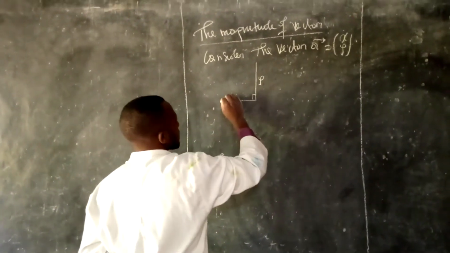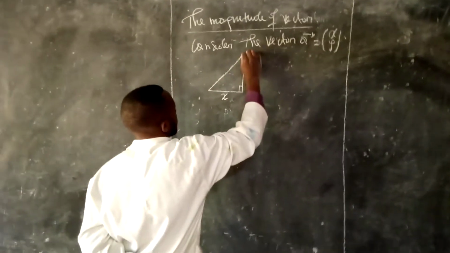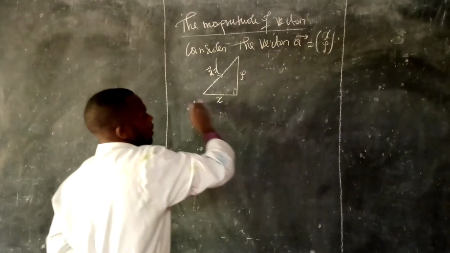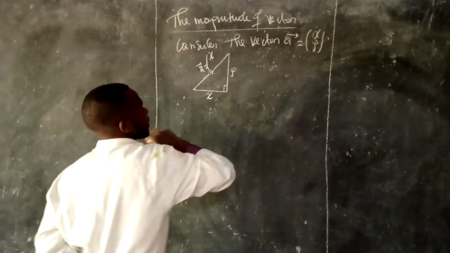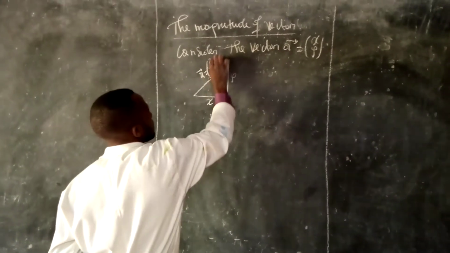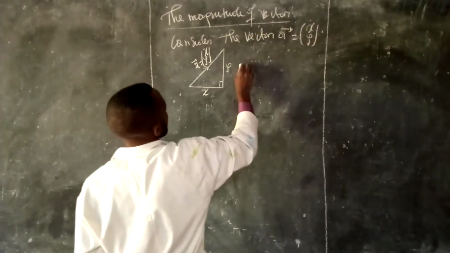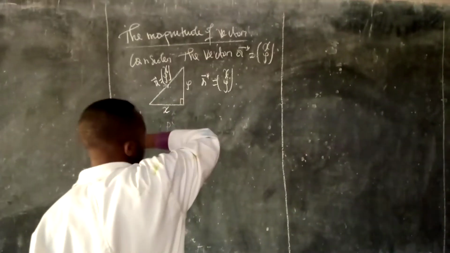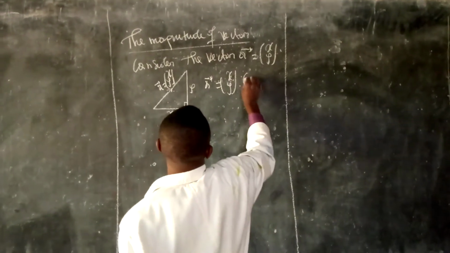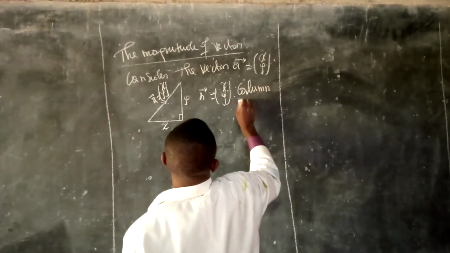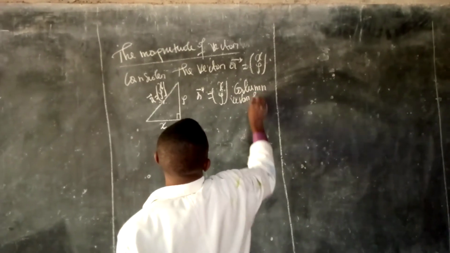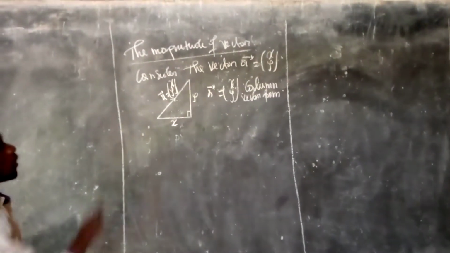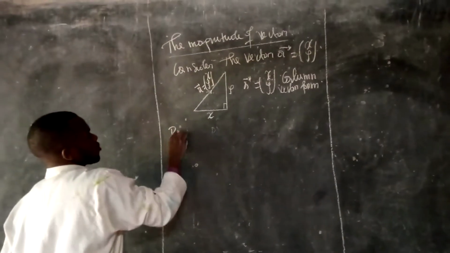So now the sum of those two vectors is a vector A. Means that vector A is equal to the horizontal displacement x and the vertical displacement y. So vector A is equal to (x, y). Means that in the notation of vector, this one is called the column vector form.